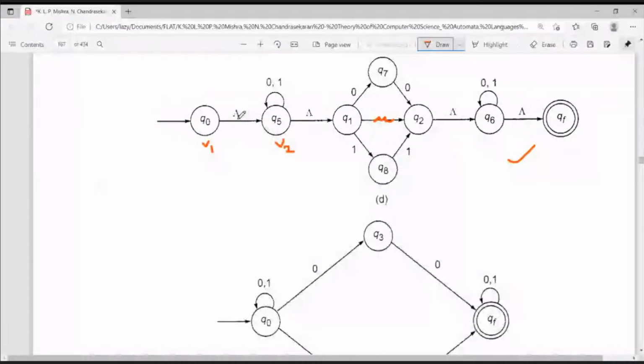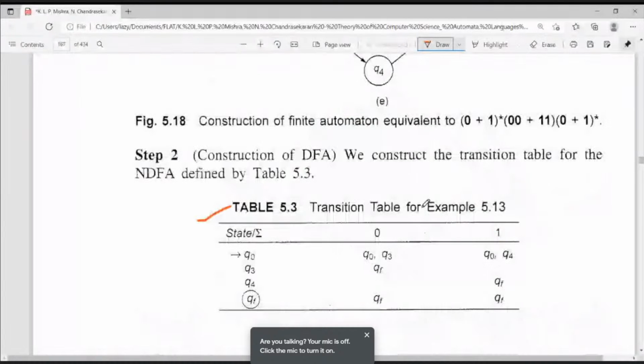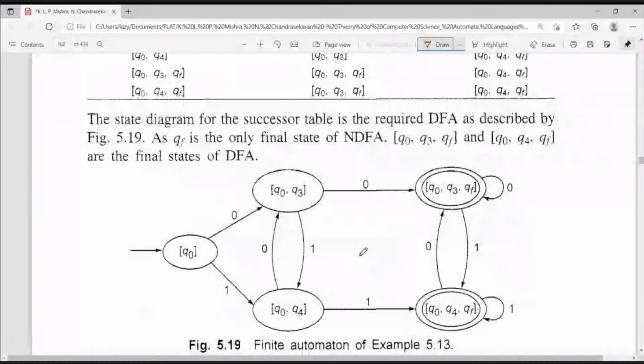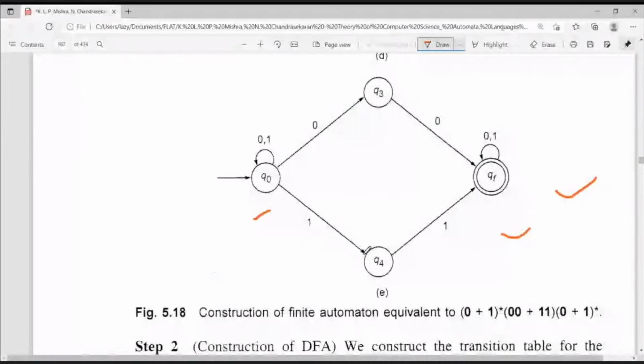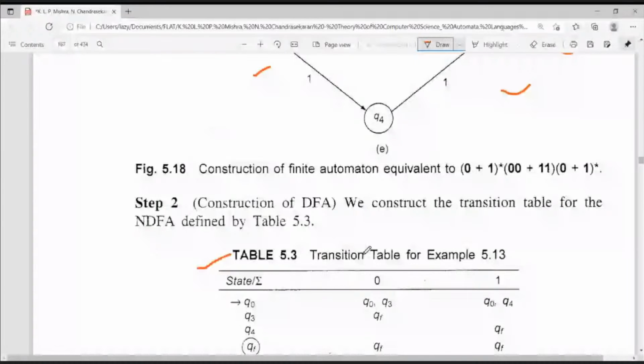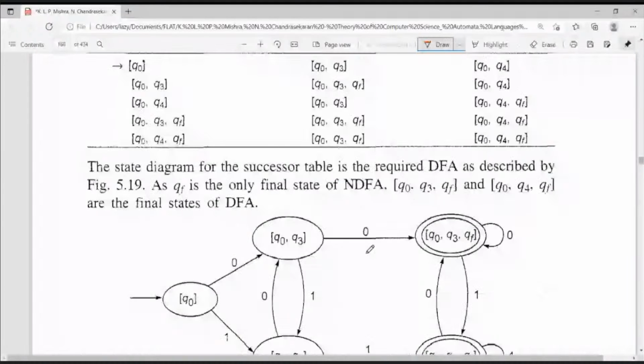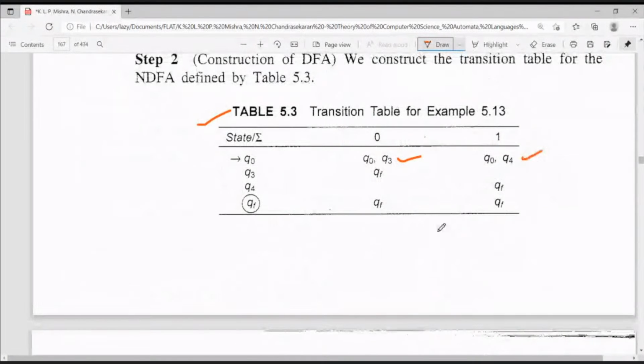DFA. So once you get this, then this is trivial. You can do it very easily. You simply have to write it in the form of a table. I think maybe here the conversion has been done. You can observe that this is nothing but an NDFA. So what DFA conversion you can do, then you will get this. Once you get it converted, then this is a DFA.